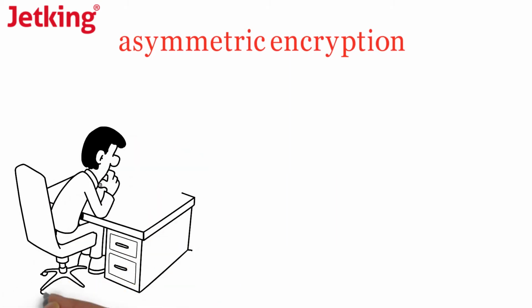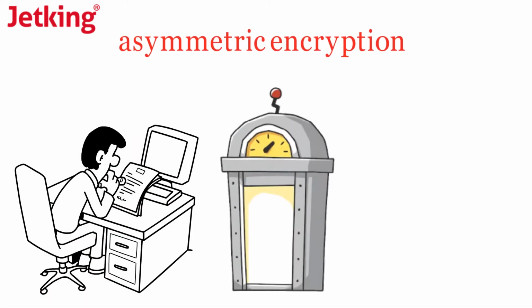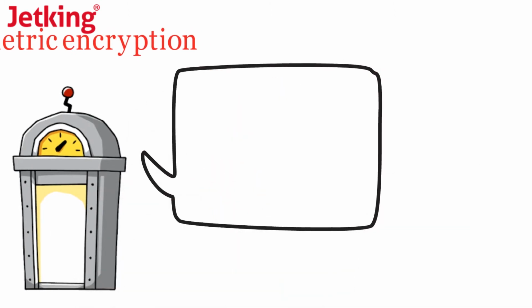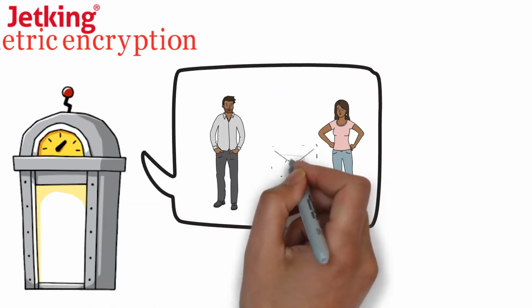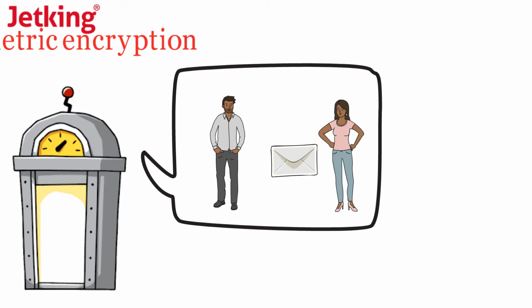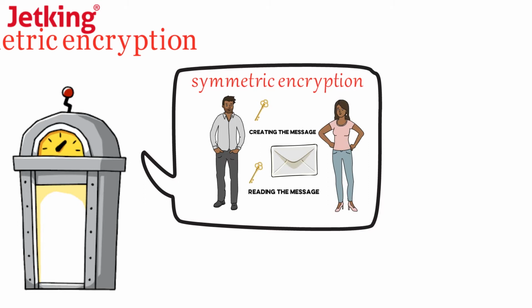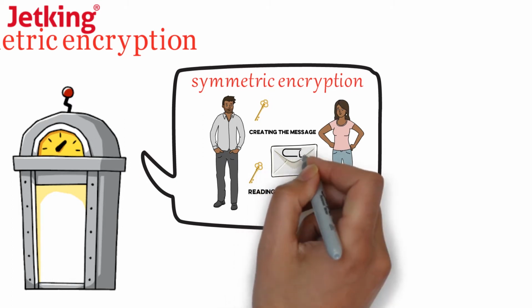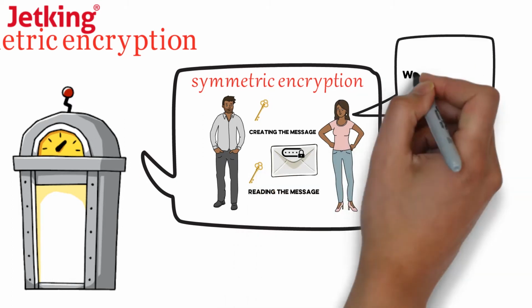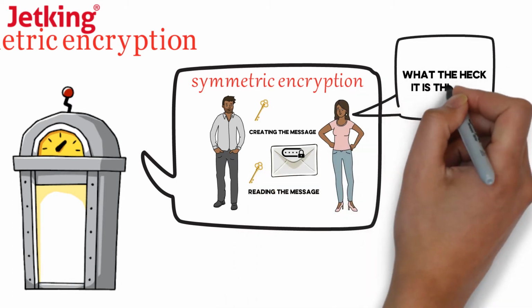You do some studying on theoretical physics and invent a time machine, go back a few weeks, and then still decide to write your girlfriend a letter. This time, though, you use a different encryption method. You use something called asymmetric encryption. This time you have two passwords, one for creating the message and one for reading the message. So you encrypt your love letter with your private key, mail it to your girlfriend, and she asks, "What the heck is it this time?"